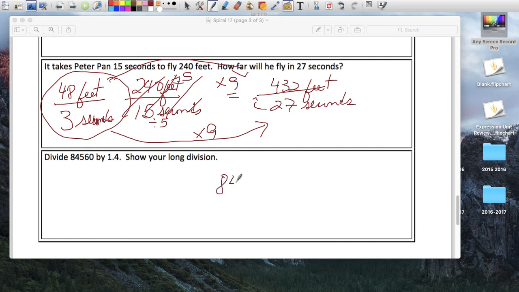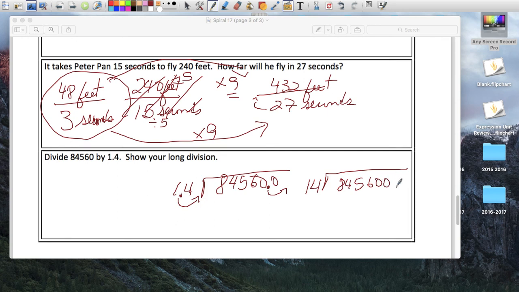Divide. 8,456 divided by 1.4. You can't divide it this way. Okay. We've got to make this into a whole number. We're going to move this over. That's going to become 14. And inside, there is no decimal, so we're going to add a decimal. I'm going to move that one over and add a 0. So it's going to become 84,560, and then the decimal at the end.